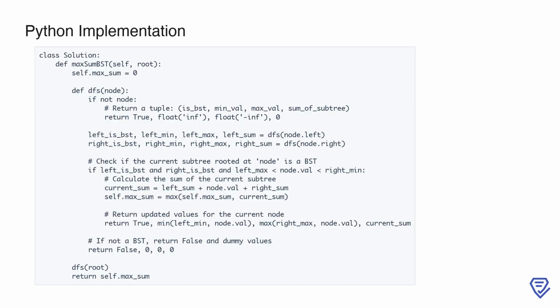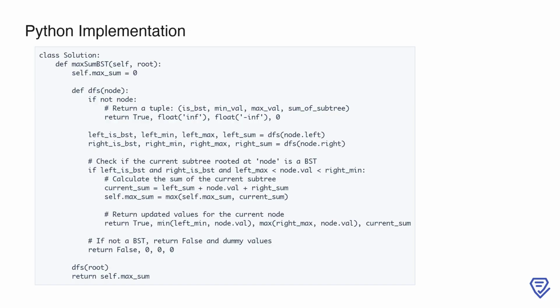Finally, the maxSumBST function returns the value of self.max_sum, which contains the maximum sum of any valid BST in the binary tree. This solution efficiently traverses the tree in O(n) time, where n is the number of nodes, ensuring each node is processed once.